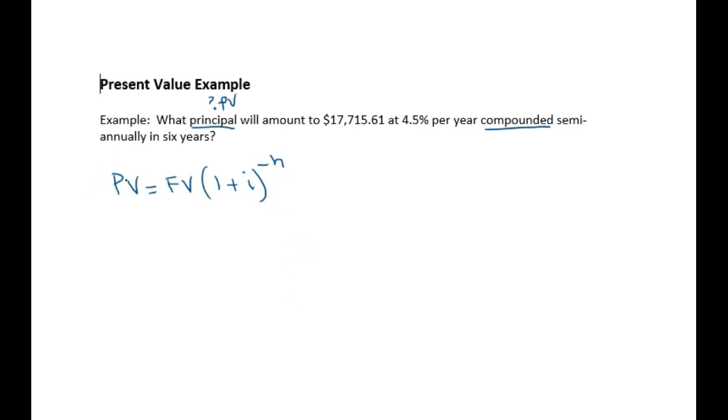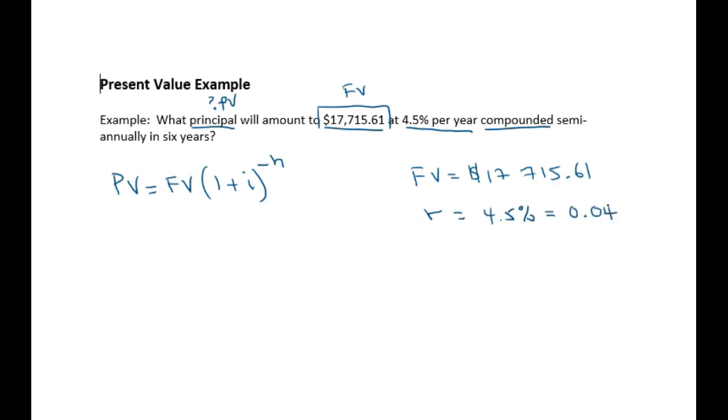So we want to find present value. So we have future value, so what it will amount to. So this is our future value amount, 17,715.61. It is at 4.5 per year. That's my rate of interest. So 4.5%, which we know should be written as 0.045.